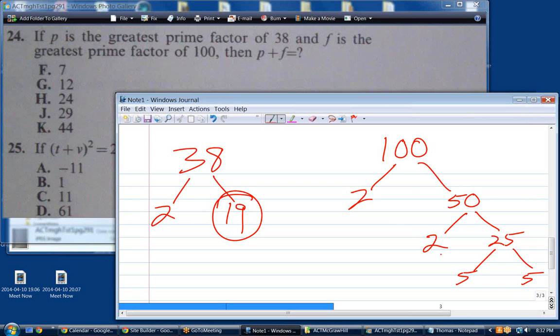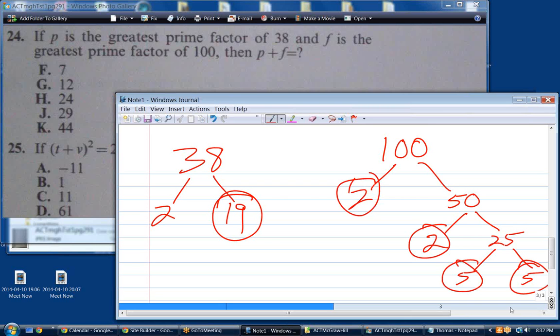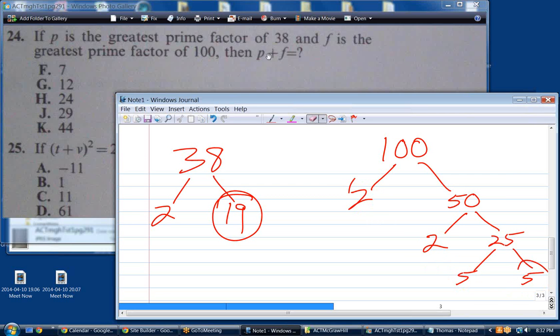So I know that 2 times 2 times 5 times 5 is equal to 100. So what's the biggest prime factor? Here are your prime factors, always the bottom of the tree. Yeah, 5. 5 is the biggest one. So now, what is P plus F? 24. Okay, I see where you got the 24. You were a step ahead of me.